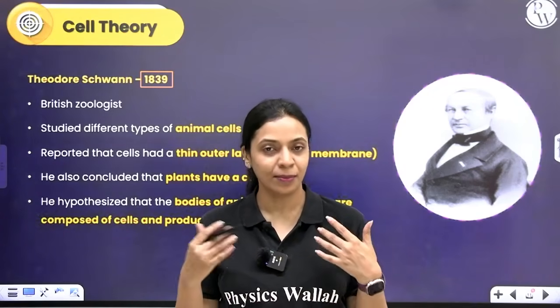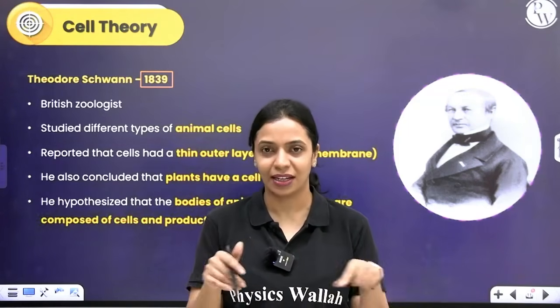He sees that in plant cells and animal cells, in both of them, there is something like a cell membrane.